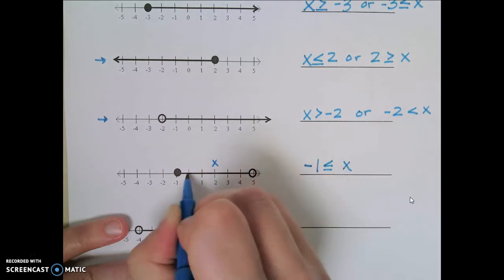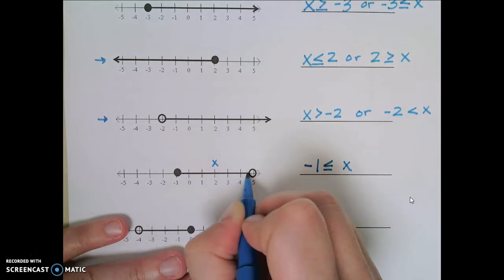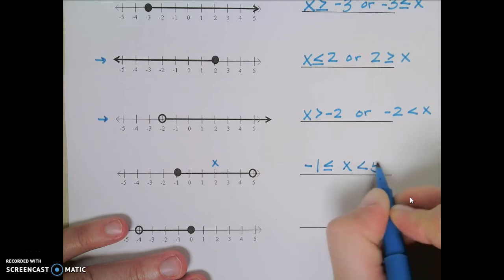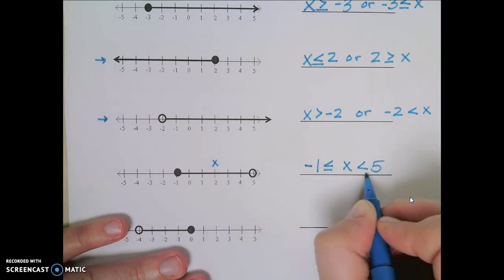next. And all of these numbers you'll see are also less than 5. And because 5 is an open circle, I don't need to say less than or equal to. I would just say less than.